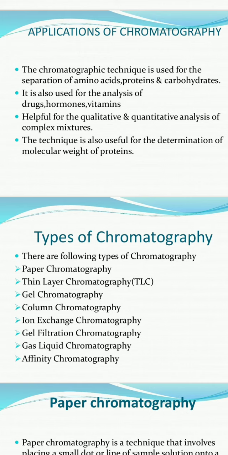Another one is gel filtration chromatography, in which different gels are used for the separation of the particles. Now come to gas liquid chromatography, also known as GLC, in which a gas is used as the mobile phase, and a liquid, either an organic solvent or a mixture of aqueous and other organic solvents, is used as the stationary phase. Another one is affinity chromatography. In affinity chromatography, different substances have different affinity for the stationary phase, and on the basis of their affinity, the separation can be done. So these all are the types of chromatography.